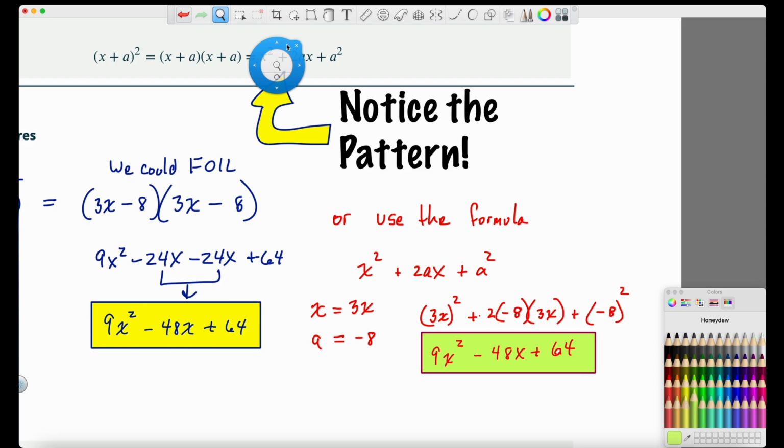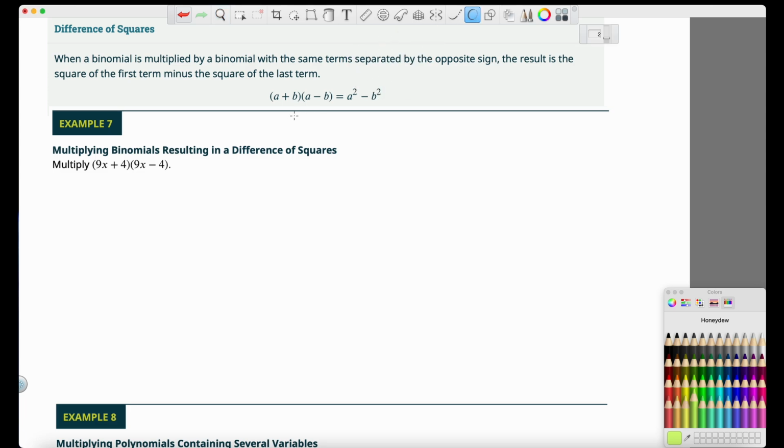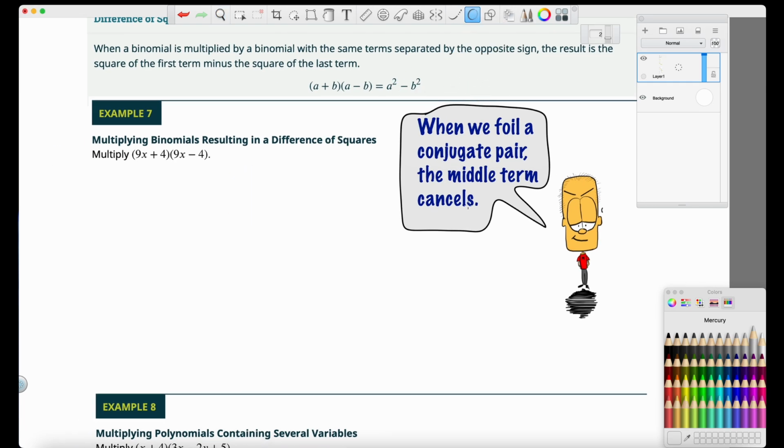Okay, so let's move on to the difference of two perfect squares next. Yep. And here we got a conjugate pair. So we have an a plus b times an a minus b. And we saw this when we worked with our imaginary numbers, our complex numbers, when we were trying to get rid of i. This was a method that we used to get rid of the middle terms.